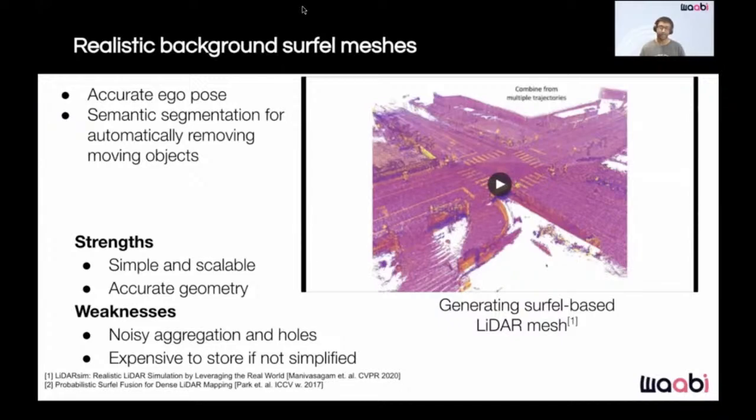Also, one minor note to mention is that we may have holes in our scene if we do not have enough coverage in a particular area. For example, high traffic areas, where we might not see enough of the background. Also, without any further processing, such as simplification, the resulting mesh can be quite large and expensive to store, and therefore also expensive and slow to load and render.